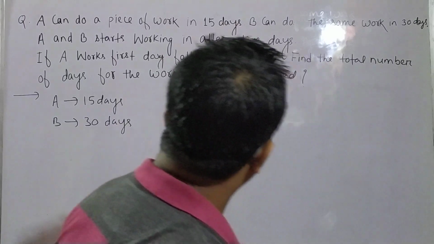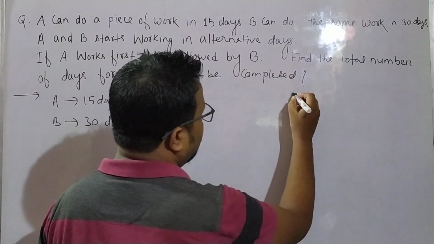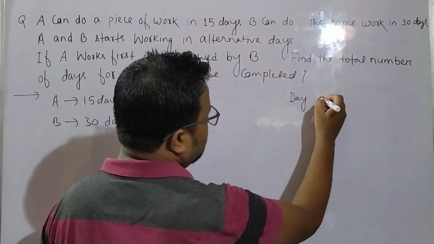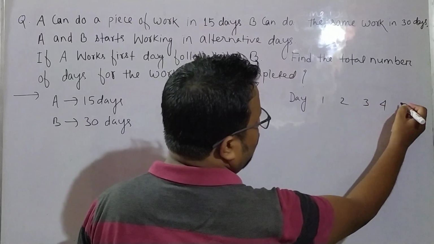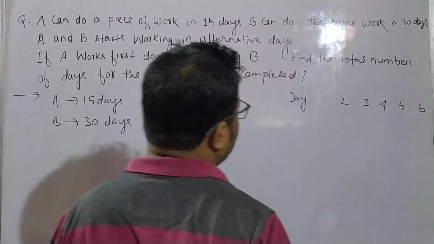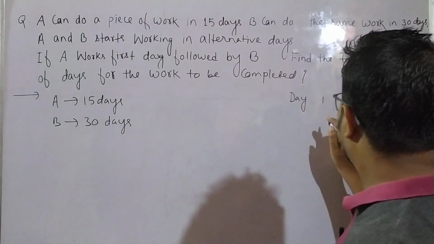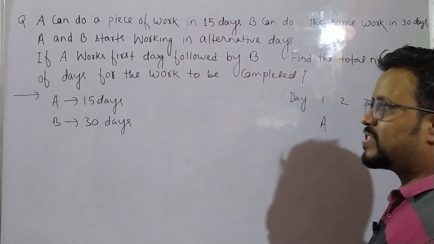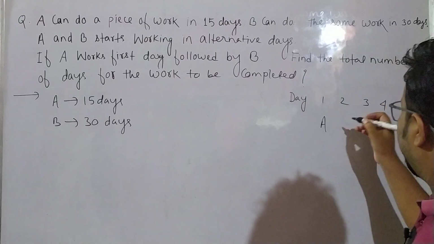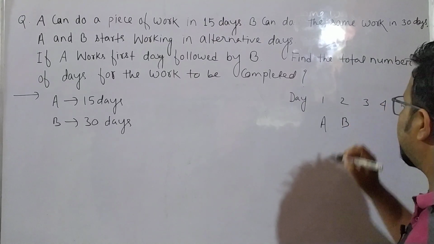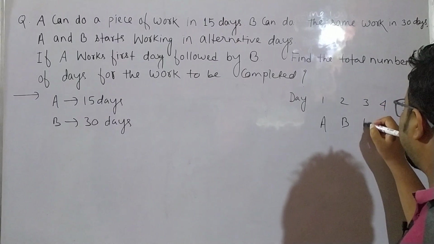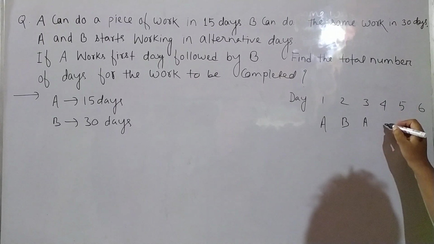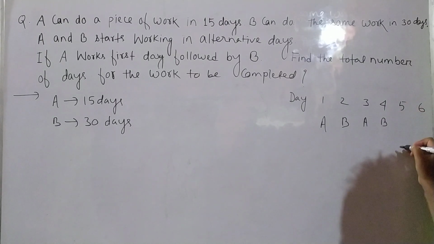Alternate days means what? Suppose day 1, day 2, day 3, day 4, day 5, day 6. On the first day A is working. Next day B is working. On the third day again A is working. On the fourth day again B is working. On the fifth day again A is working. On the sixth day again B is working.